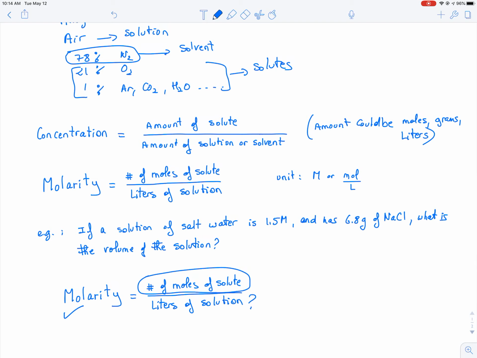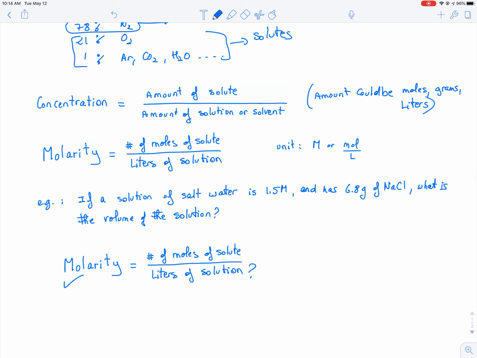Well, first of all, let me ask you, what is the solute? Solute is the substance that's present in the smallest amount. If a solution of salt water is 1.5 molar and has 6.8 grams of sodium chloride, well, sodium chloride has to be the solute because it's salt water, so it looks like salt is in water. So sodium chloride would be my solute. Well, I have the grams of sodium chloride. Can I find the number of moles of sodium chloride? Well, yeah. You know how to do grams to moles, right?